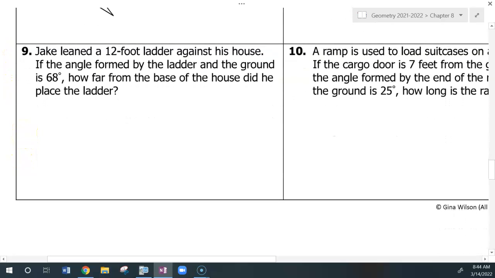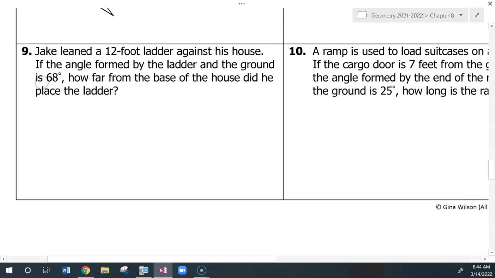Also very common to have word problems in trigonometry, and it's really important to draw a picture. So here we have: Jake leaned a 12-foot ladder against the side of his house. If the angle formed by the ladder and the ground is 68 degrees, how far from the base of the house did he place the ladder?